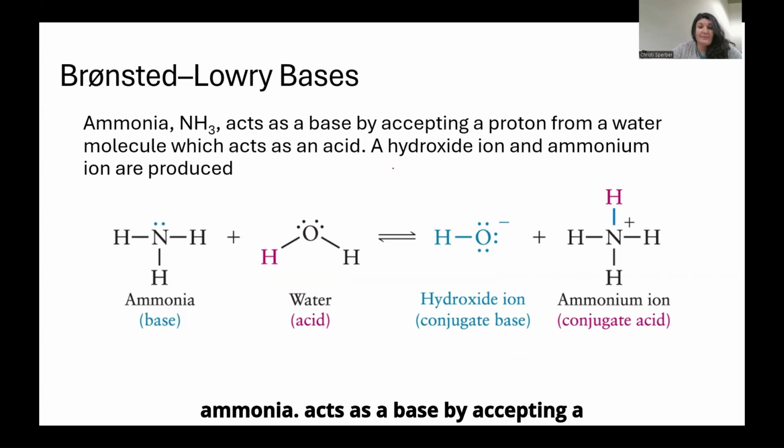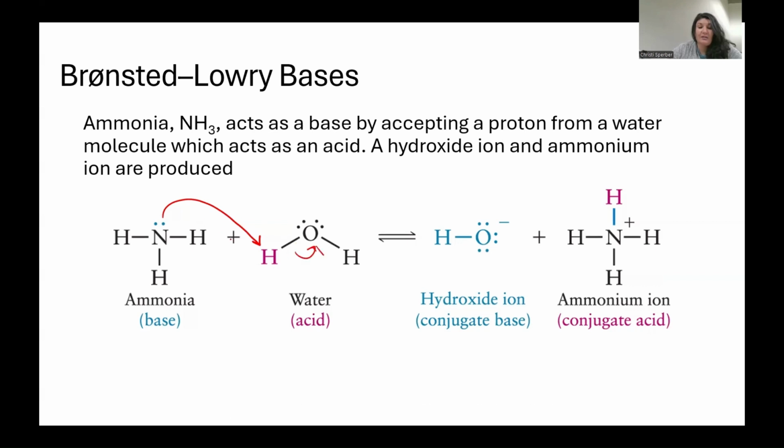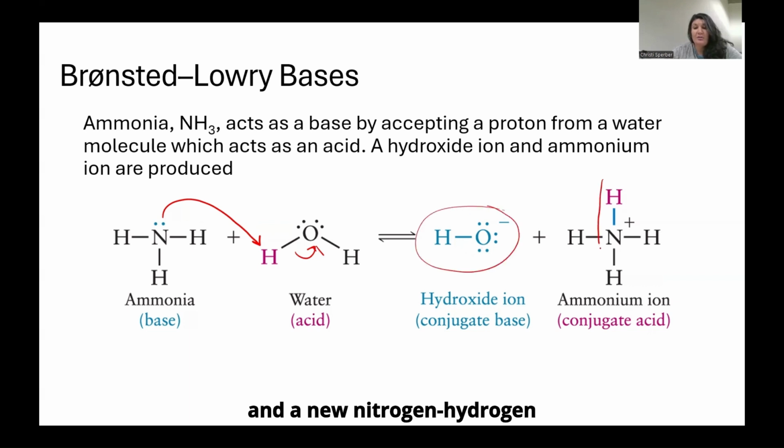Ammonia acts as a base by accepting a proton from a water molecule, which acts as an acid. So the ammonia grabs this hydrogen, and the water therefore acts as an acid, donating this hydrogen. And you get left with a hydroxide ion and a new nitrogen-hydrogen bond and a plus charge.